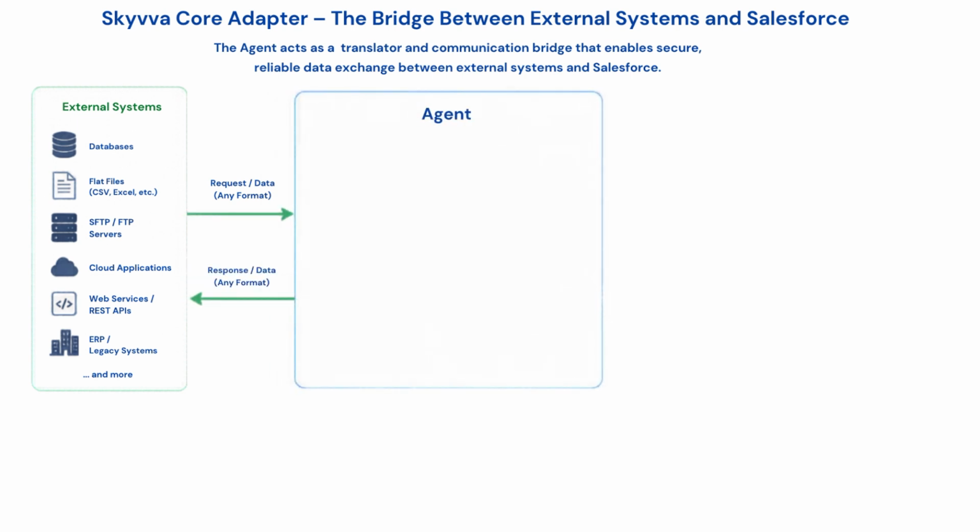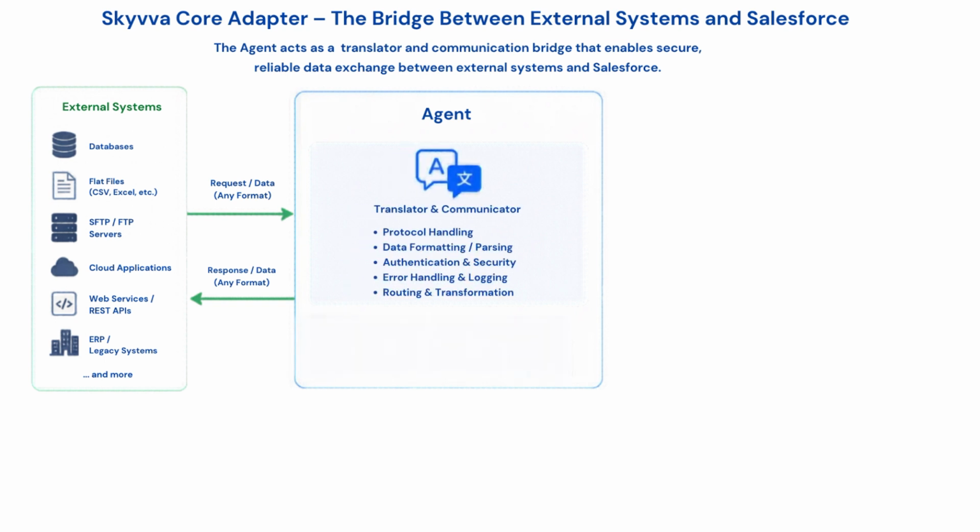Next, in the center, we have the adapter core. The adapter acts as a translator and communication bridge that enables secure and reliable data exchange between external systems and Salesforce. It handles protocol communication, data formatting and parsing, authentication and security, error handling and logging, as well as routing and transformation. The adapter core does not contain business logic. Its main purpose is to manage communication and data exchange.